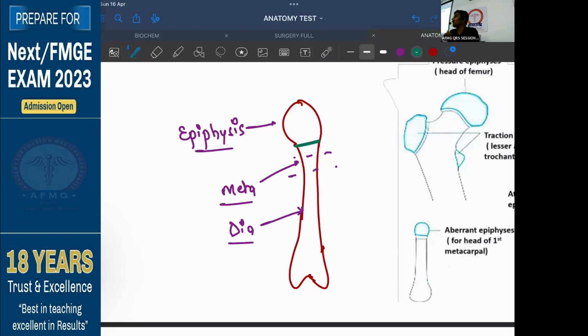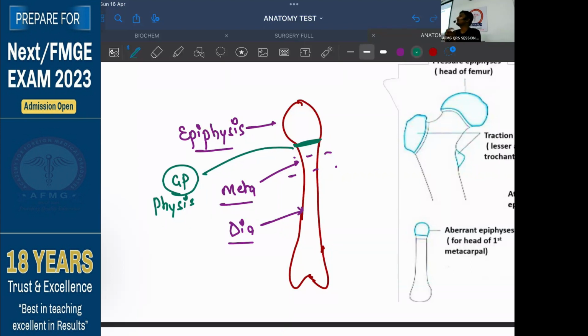Maturity has not occurred yet. So here there will be a plate. What plate will it be? Very good. It is known as the growth plate, also known as the physis. So due to this growth plate or physis, there is an increase in the length of the bone, or there is longitudinal growth of the bone.